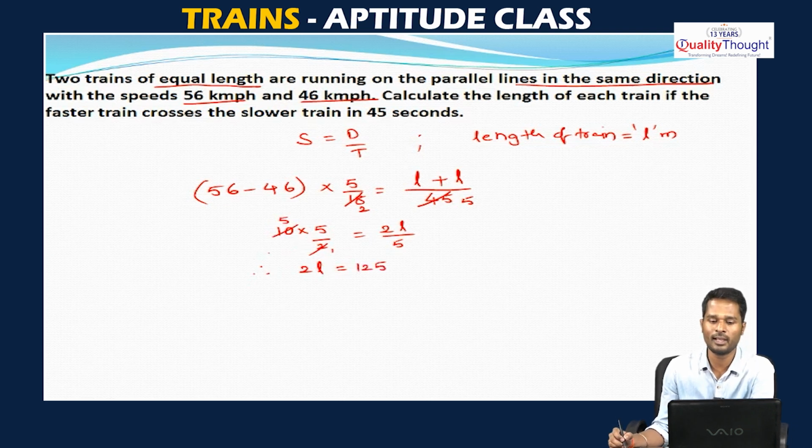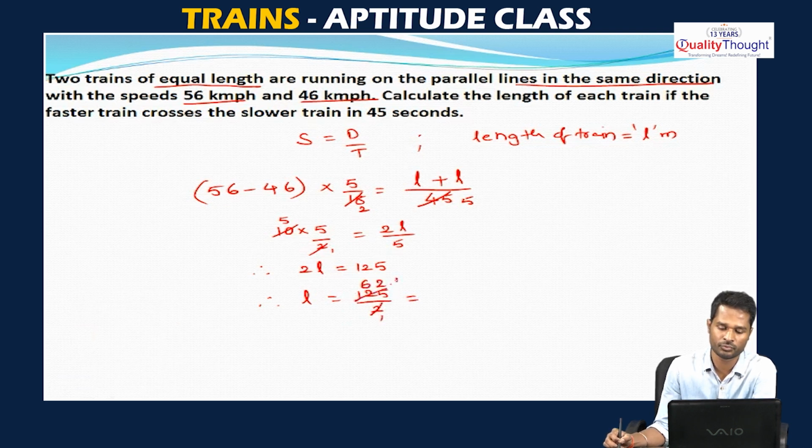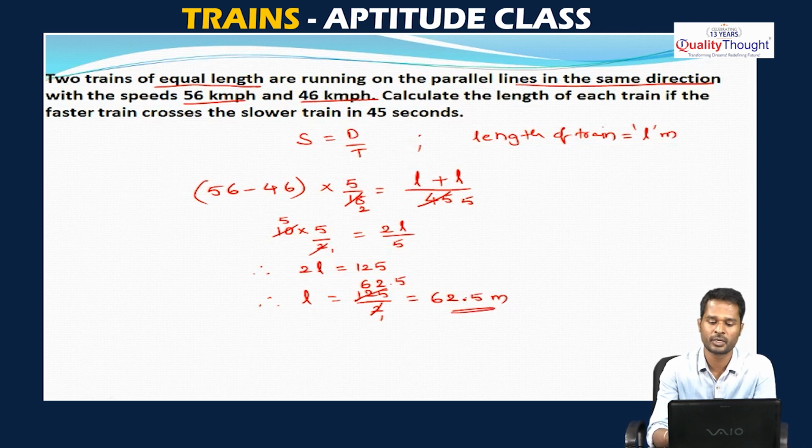So this is 2L, which gives the length of two trains. We need the length of each train, so L is equal to 125 by 2. The length of each train is 125 by 2, which is 62.5 meters. So the length of each train is 62.5 meters.